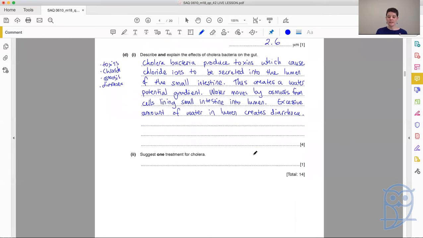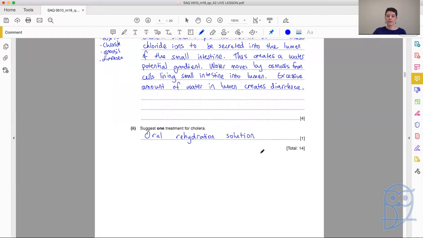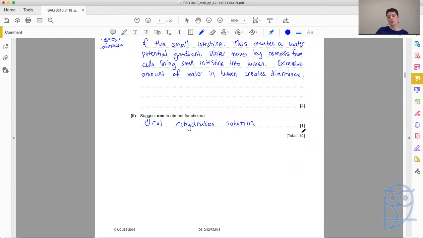So the last one, suggest one treatment for cholera. Well, how do we treat diarrhea? We treat with oral rehydration solution. It is important to keep the patient hydrated so that we can keep the osmotic potential of their blood where it should be. Okay, we're replacing the water and the salt that are being lost. So moving on. That total of 14 there indicates we've reached the end of question 1.